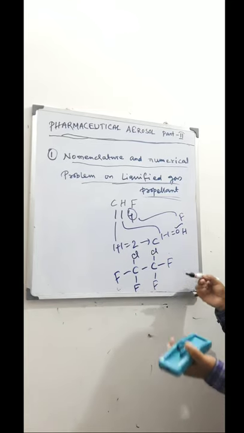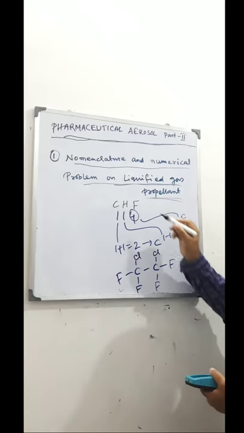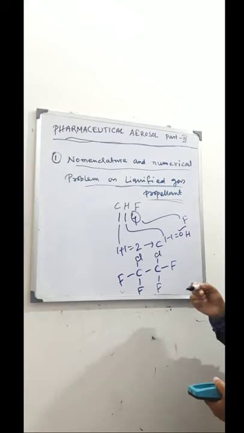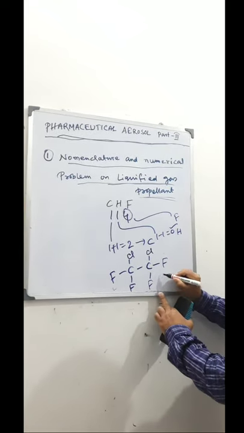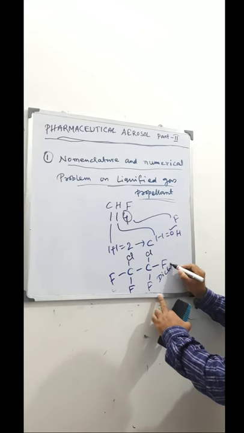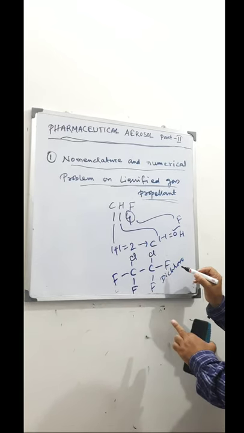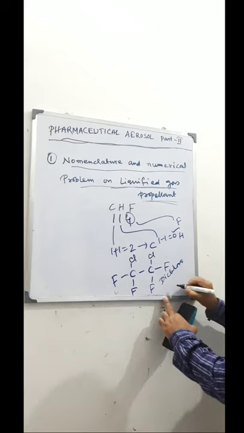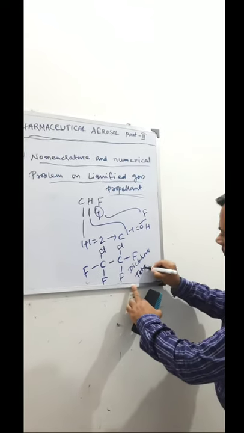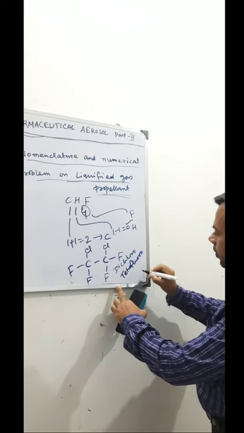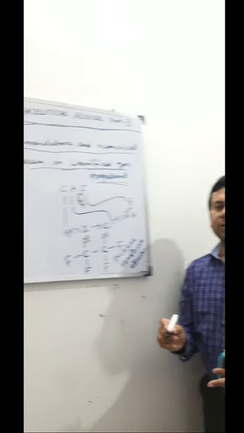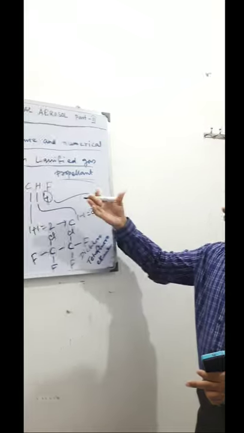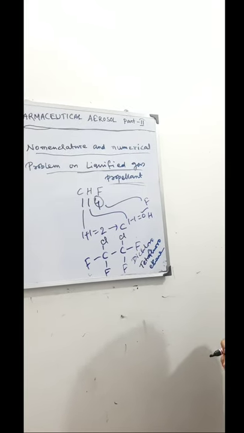Now, it is clear that the name of the designated liquefied gas propellant will be dichloro, since two chlorine is there, and tetrafluoro, since four fluorine is there, so it is dichlorotetrafluoroethane. So this is the procedure of making the chemical name from its designated number.